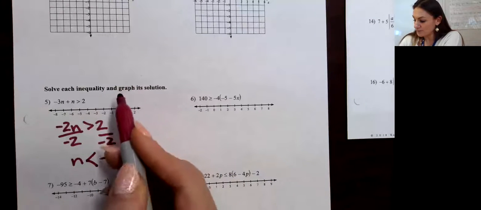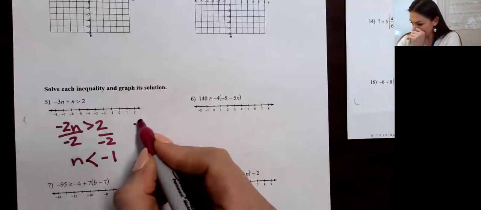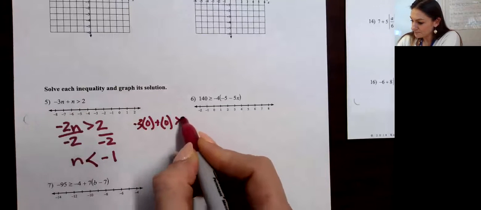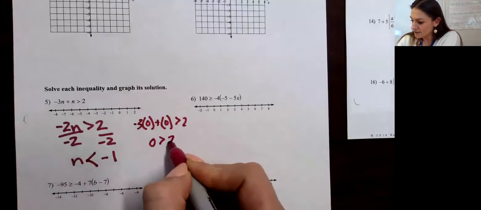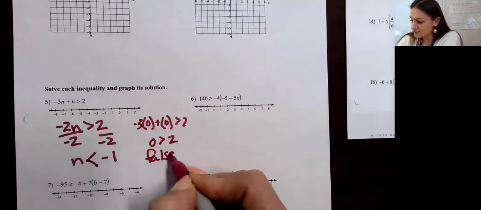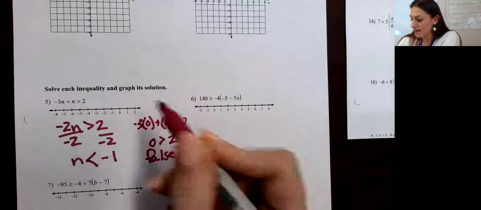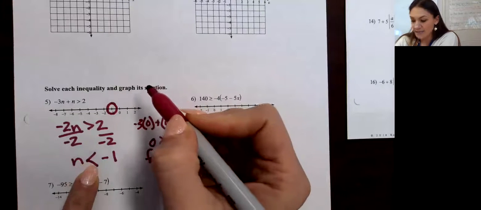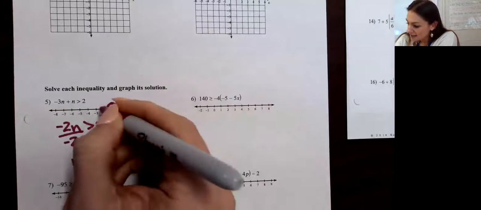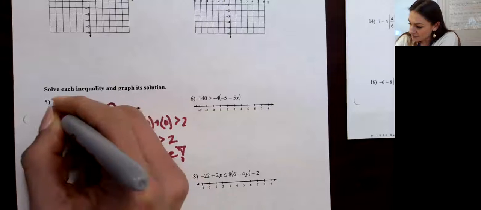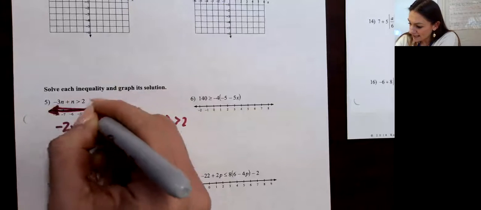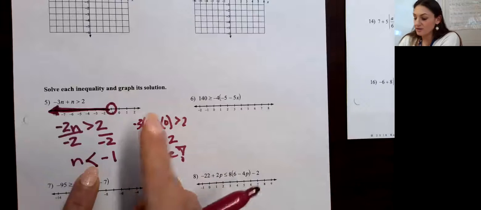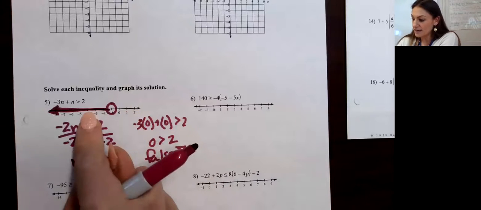Let's test a point. We can test 0 because it's not the boundary point. 0 is greater than 2. That's false. So we want the arrow to point away from 0. We're going to make an open circle at -1 because it's only less than. And then because 0 made it false, we want the arrow to point away. So if you forgot to flip the inequality, when you tested the point you should have realized, oh, it's not greater than, it's less than.